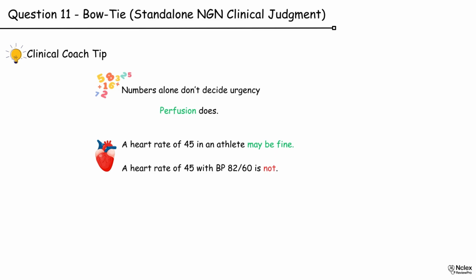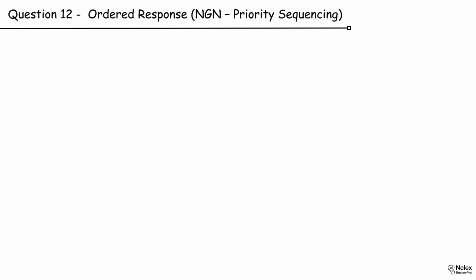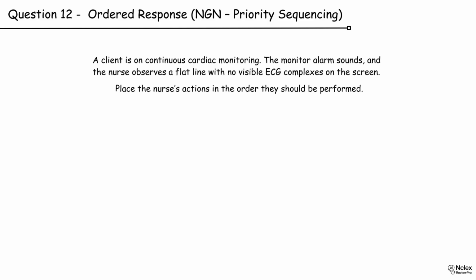All right, let's move on to the next question. Question 12. This is an ordered response question focused on priority sequencing when the monitor shows a flat line. A client is on continuous cardiac monitoring. The monitor alarm sounds. The nurse looks at the screen and sees a flat line with no visible electrocardiogram complexes.